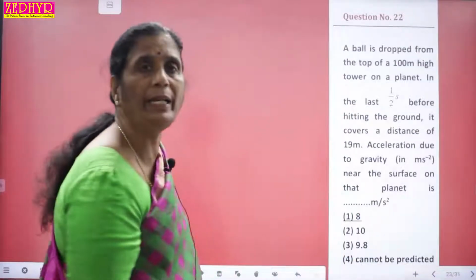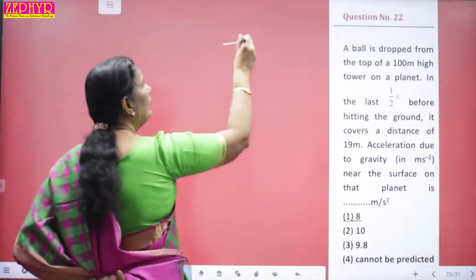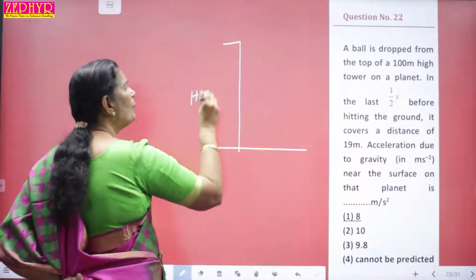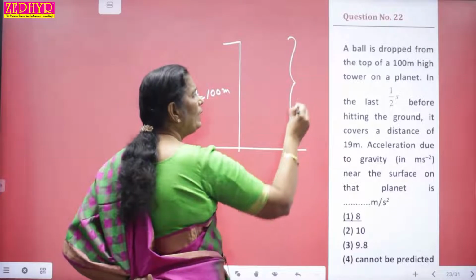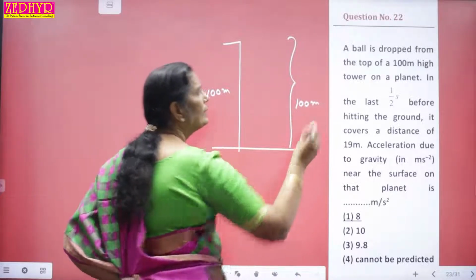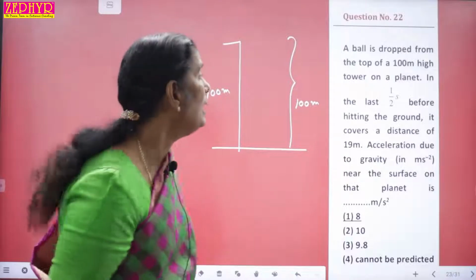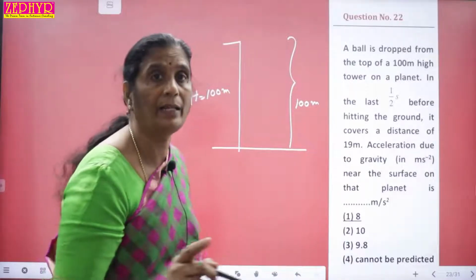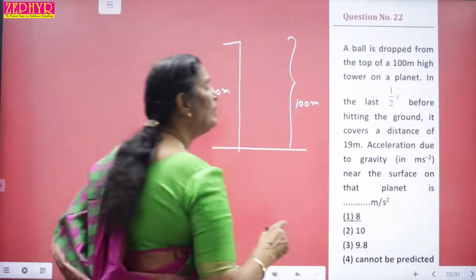And the next question is, come on. A body is dropped from the top of the tower. Height will be equal to 100 meters. So the total height of the tower will be 100 meters. It covers on the planet in the last 1 by 2 seconds. It is not 1 second, so don't use that Sth formula. Before hitting, it covers 19 meters.